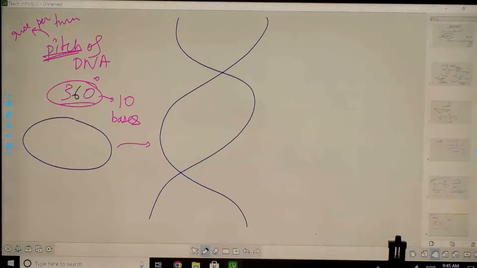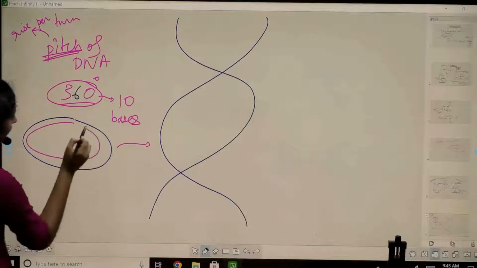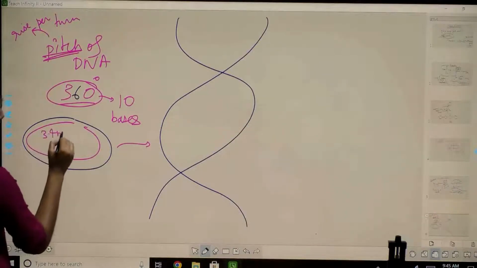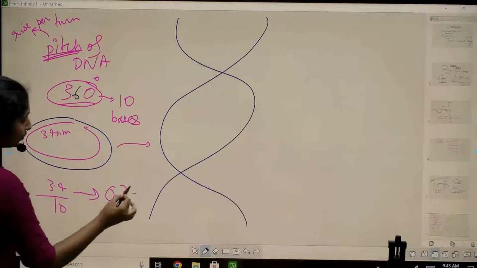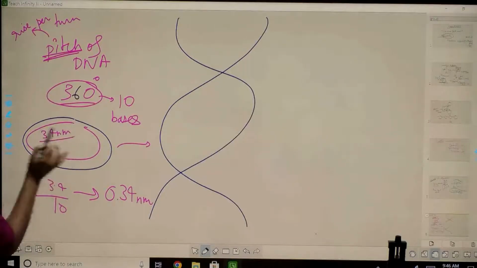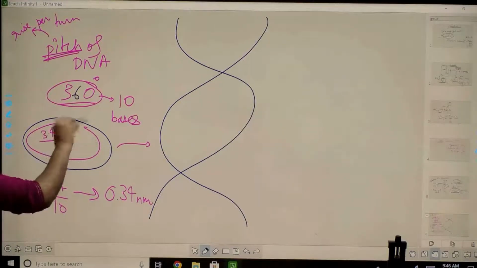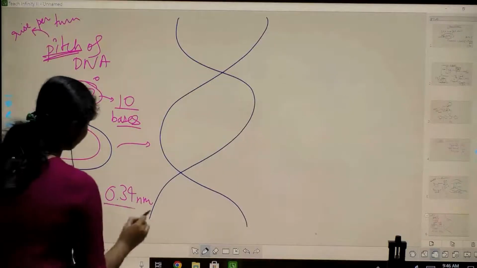In a complete rotation of the double helix, how many bases do I find? 10 bases. And what's the distance from here to here? It's around 3.4 nanometers. So the distance between two bases is 0.34 nanometer. The pitch of DNA is around 3.4 nanometers, that is, in a complete rotation, the length of DNA is around 3.4 nanometers, and in this complete rotation I find about 10 bases. So that tells me that the distance between two nucleotides is 0.34 nanometer.